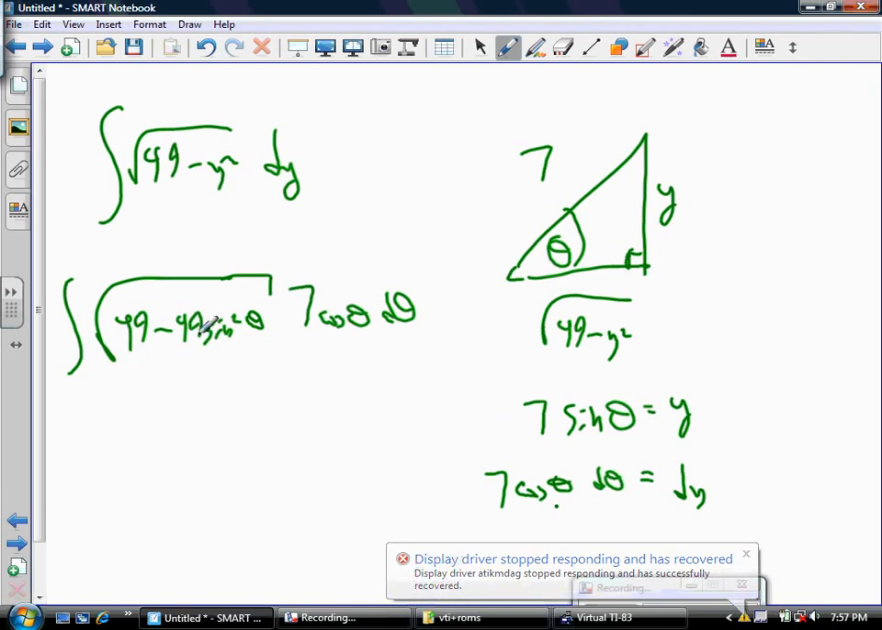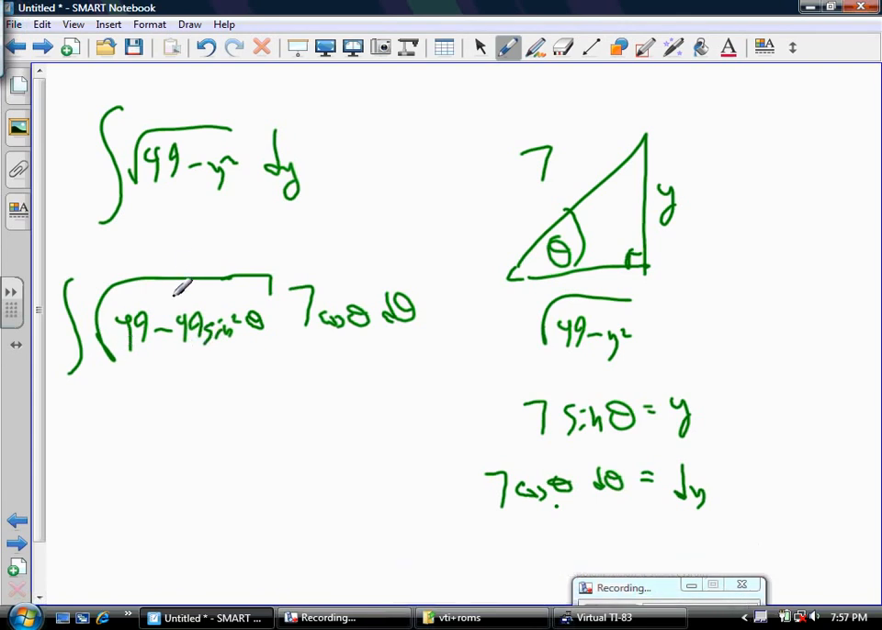So, what about the 49s? They're factors. Factor them out. What's the square root of 49? 7. Take out the 7. Let's clean this up a little bit. I pulled out root 49, which is 7, times this other 7, gives you 49, times the integral of the square root of what's left. If you took out 49, what's left?